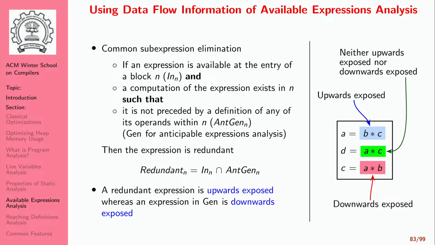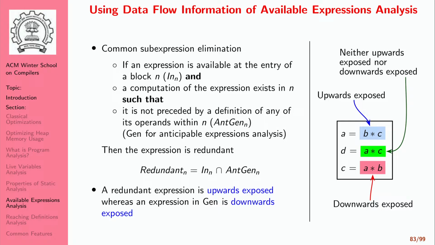Meaning of downwards exposed: the value of A star B here and at the end of the basic block will be the same. That is downwards exposed. So downwards exposed is what we use in generating availability. Upwards exposed is what we use in common subexpression elimination.